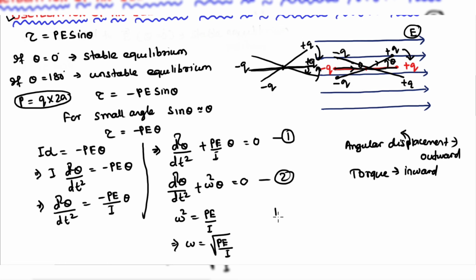And what is the time period? Time period is T equal to 2 pi by omega, that is equal to 2 pi divided by square root of pE by I, that equals 2 pi square root of I by pE. So this is the expression for the time period of oscillation of the electric dipole inside the uniform electric field.